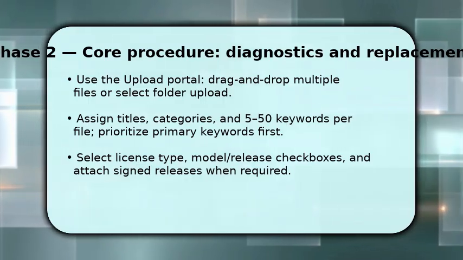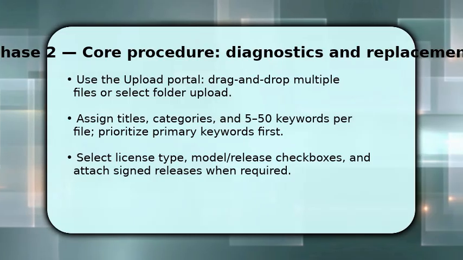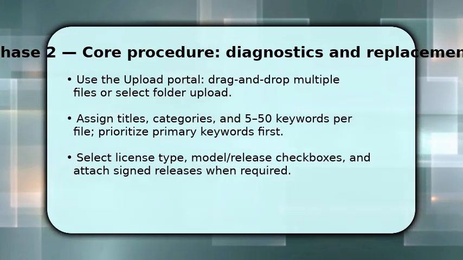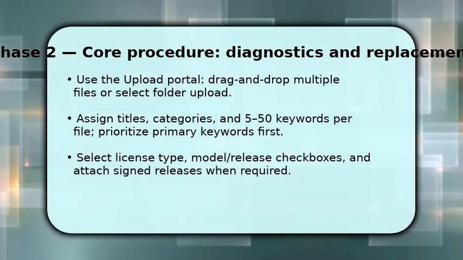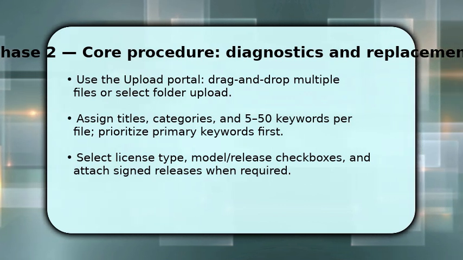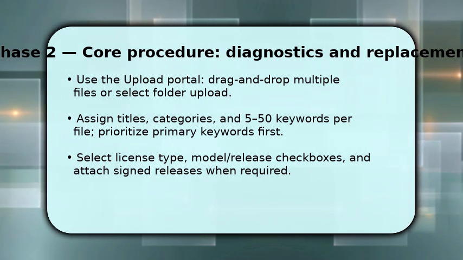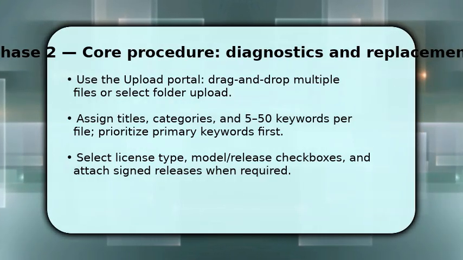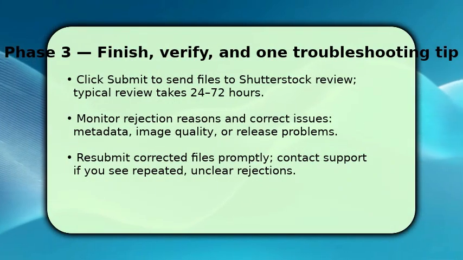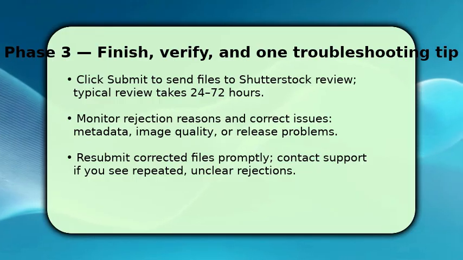Choose the correct license, and if people or property are present, mark model or property release required and attach signed releases. Once done, review AI content flags and adjust metadata to match policy, so your submission moves to review without avoidable rejections. Finally, submit your prepared images for Shutterstock review and expect a 24 to 72-hour turnaround.